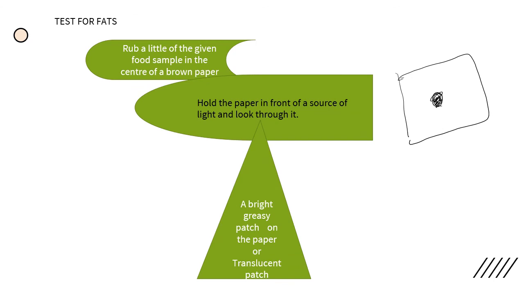This is the last slide, the test for fats. How can you test whether a food sample contains fats? You take a brown paper. At the center of the brown paper, you smear or rub the food sample to be tested. Then keep a light source below this paper and check whether there is any translucent layer or any greasy patch. If there is, the food sample tested contains some amount of fat. If there is no greasy patch, there is no fat in the food sample.